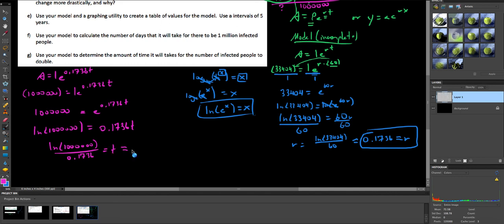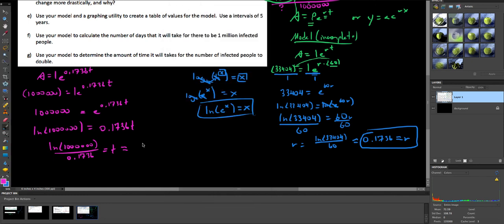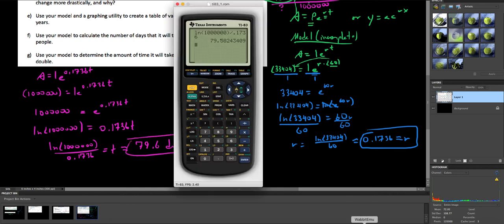Okay, and so let's get a value on this. How many days until 1 million? It's kind of not fun to calculate. So not quite 80, according to the model. 79.6 days. According to this model. And you can see this with your table also if you hit second graph. You can see it clicks over to 1 million here. This is 1.08 E6, which is really 1.08 times 10 to the 6th power, so scientific notation.